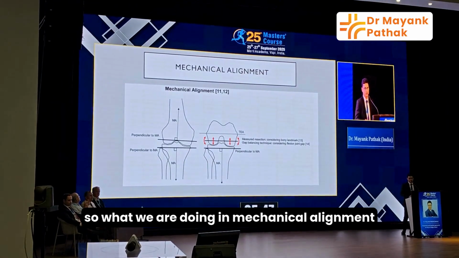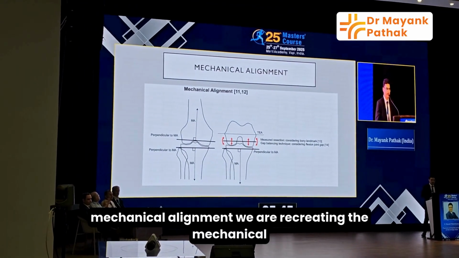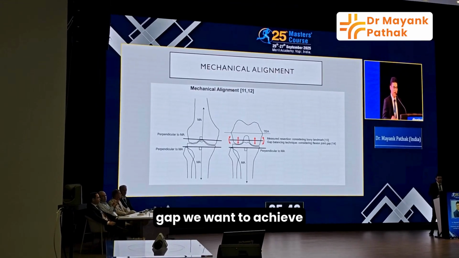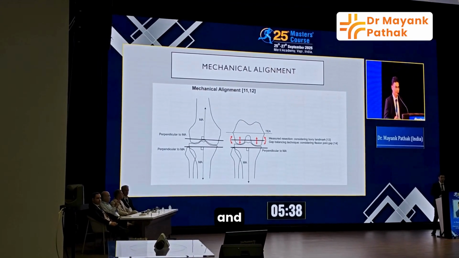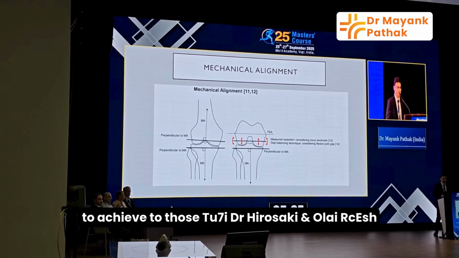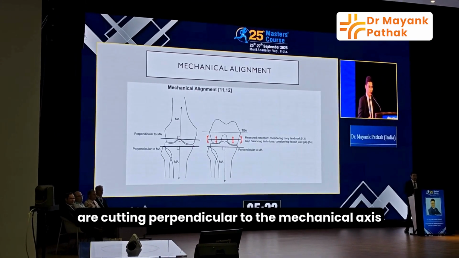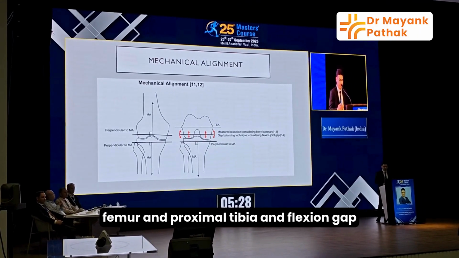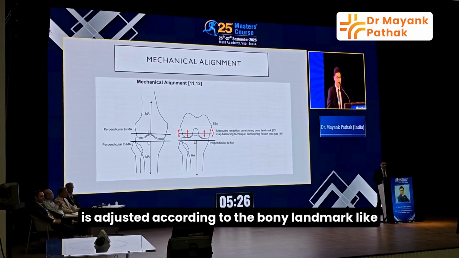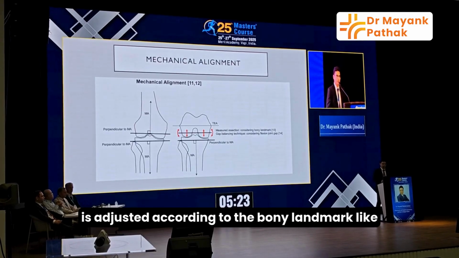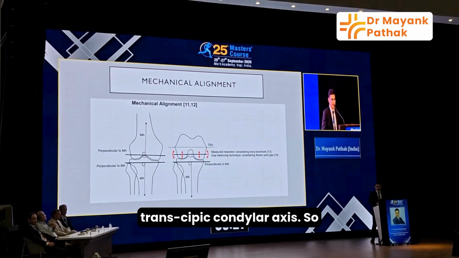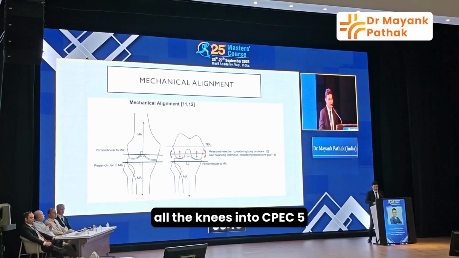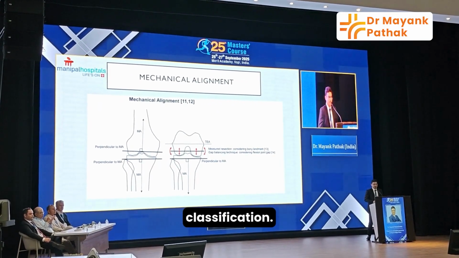So what we are doing in mechanical alignment is recreating the mechanical axis. 0 degrees is our aim. We want to achieve a rectangular gap, and to achieve that rectangular gap, we cut perpendicular to the mechanical axis in the distal femur and proximal tibia, and the flexion gap is adjusted according to bony landmarks like the transepicondylar axis. So here our aim is to balance all knees into the CPAK 5 classification.